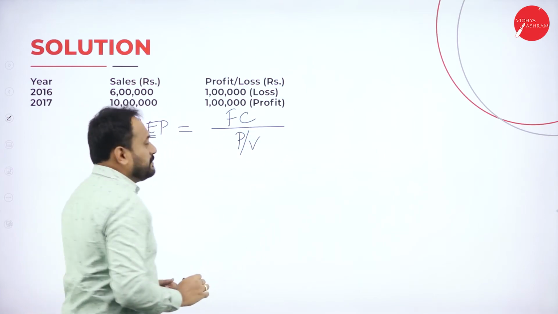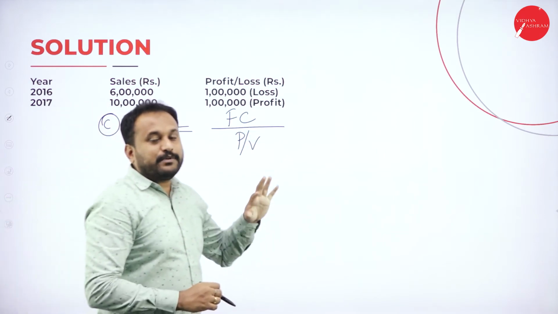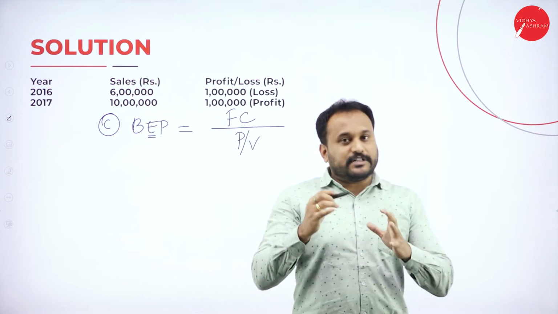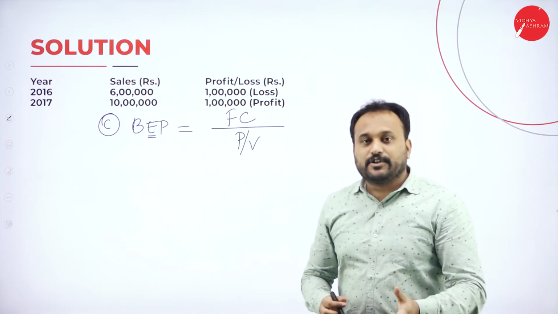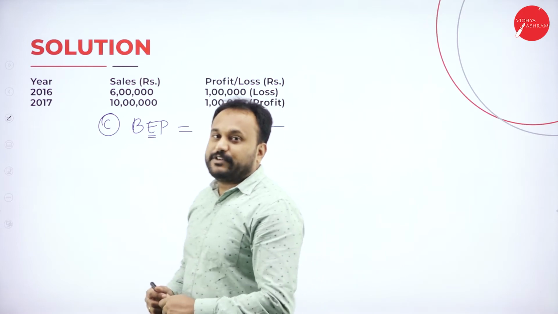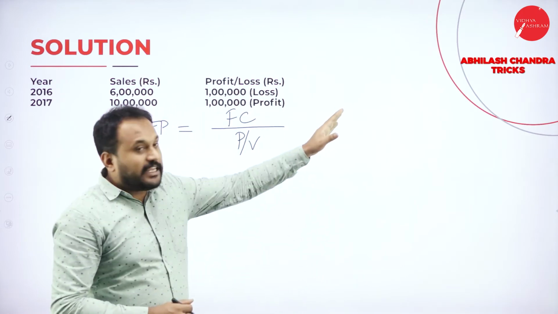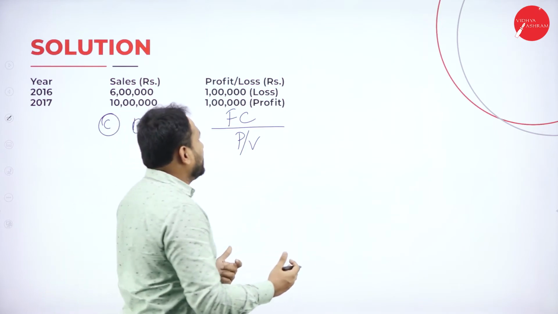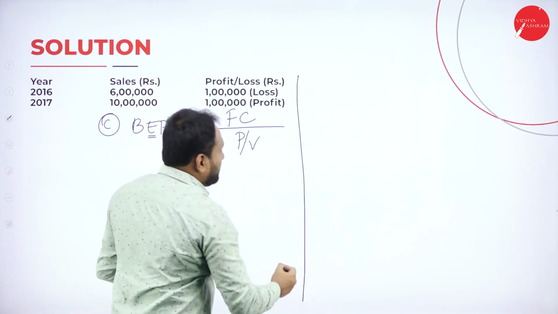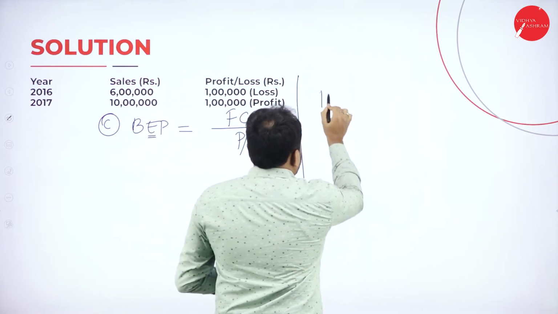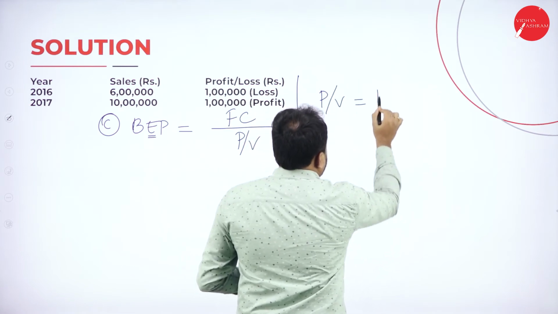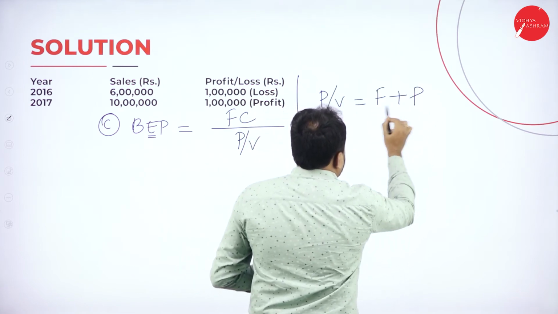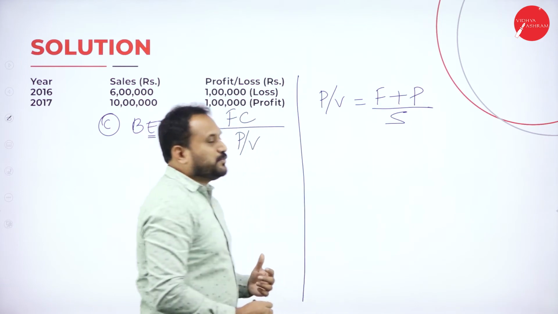So here it is fixed cost. But we know that whenever 2 years' sales and 2 years' profit are given, they will not give us fixed cost. But we know what we should do. We are supposed to go with the ACT, Abhilash Chandra Trick. So what exactly is the trick all about? Now we'll divide this into half. PV is equal to F plus P divided by S. This is what we know.